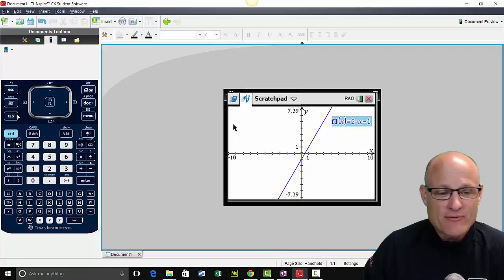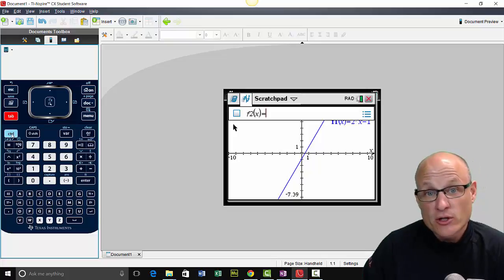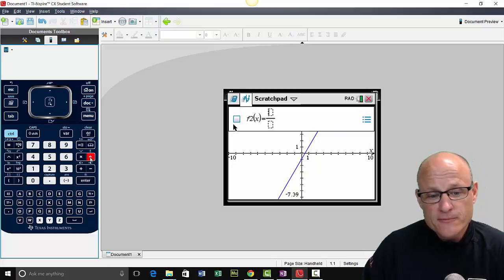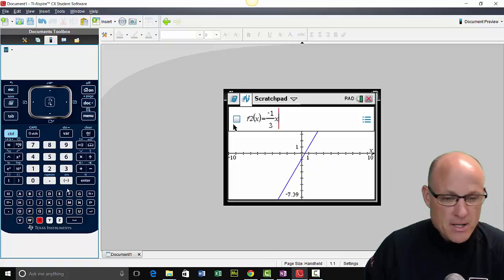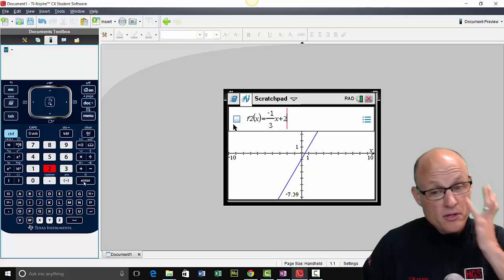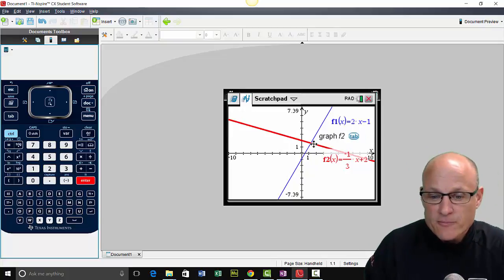To get a second graph, we press the tab button. So we're going to click on tab, and this time we're going to type in -1/3. To get a fraction, we're going to do control division, -1. Make sure you hit the negative button, not the minus. -1 divided by 3, x plus 2. Enter. Bam. Now, right here is the point of intersection.